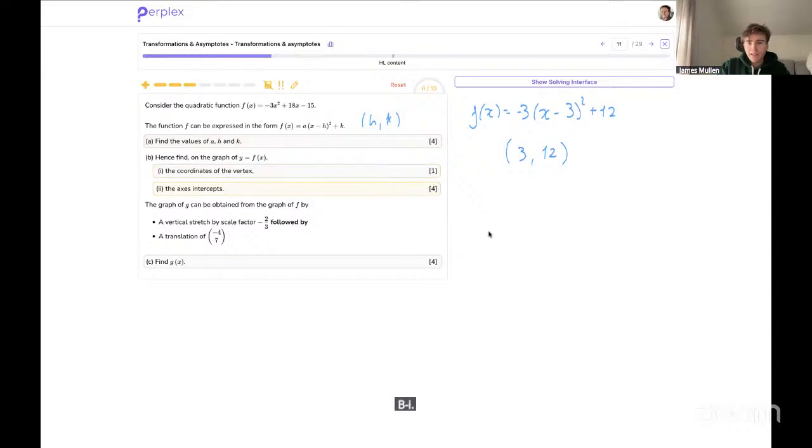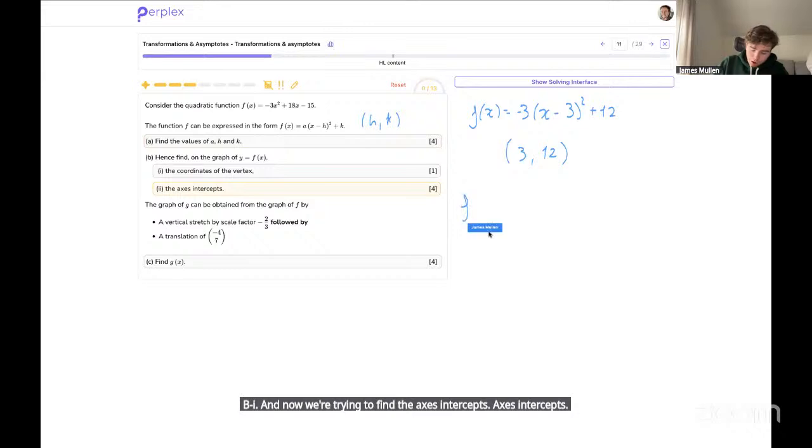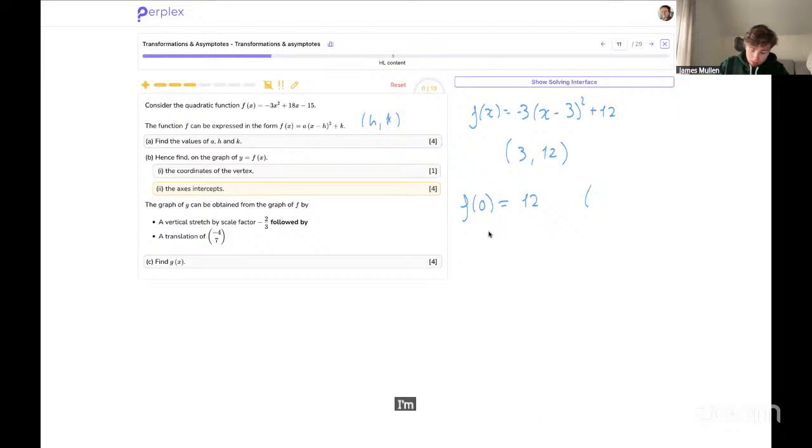And now we're trying to find the axes intercepts. All right, axes intercepts. One of them is the y-intercept, f of 0. That just gives me 12. So I'm going to put 0 comma 12. That's one axis intercept. So just to make it clear, it's the y-intercept.